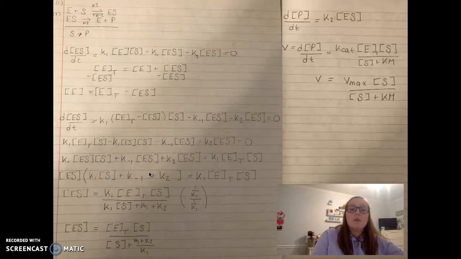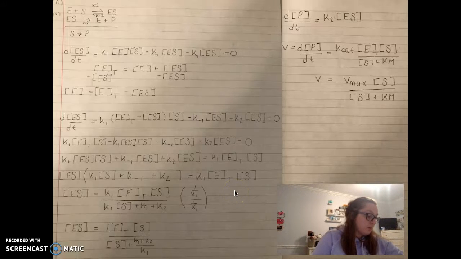And then from that, we're going to take out the ES from the side where all the terms have ES. So once we do that, we're going to have K1 times the concentration of S plus K-1 plus K2. Because if you look right here, we're going to pull out the ES, pull out the ES, and pull out the ES. So that would be what's left. And then this side remains the same because it never had a concentration of ES to begin with.